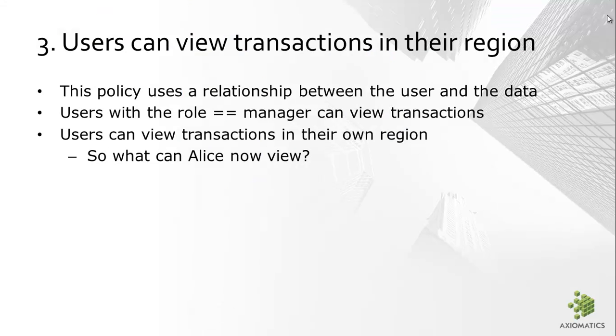Use case number 3. Users can view transactions in their own region. This policy uses a relationship between the user and the data. That relationship has to do with the region of the user. If the region of the user is equal to the region of the data, then access is granted. What can Alice view now?